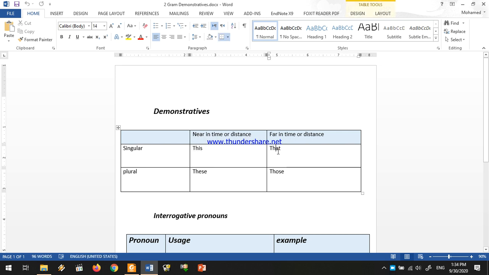So just to recap, this is used for singular items that are near in time or distance. That, on the other hand, is also used for a singular item that is far in time or distance. These, on the other hand, is used for plural items that are near in time or distance. Those are for items that are far in time or distance.